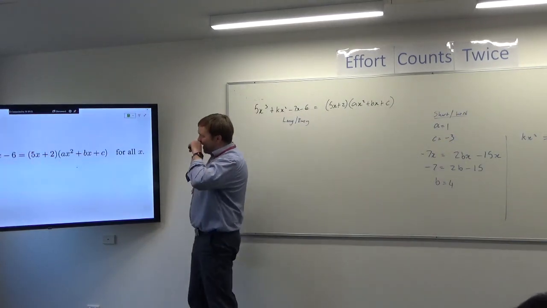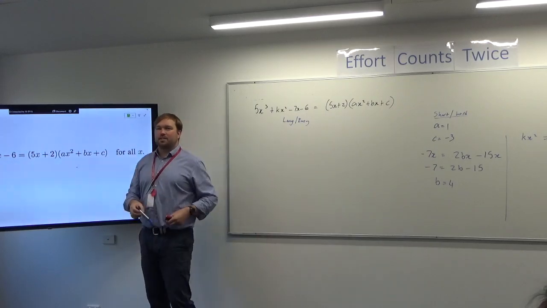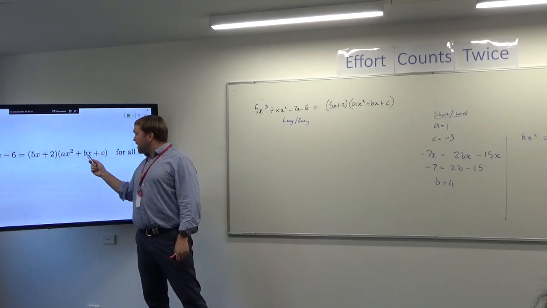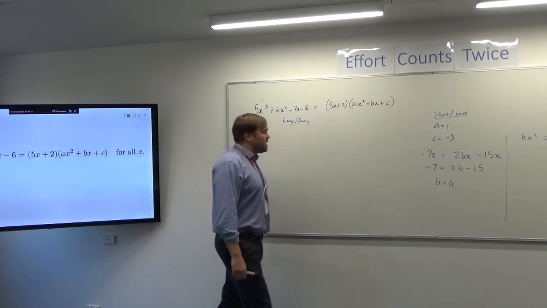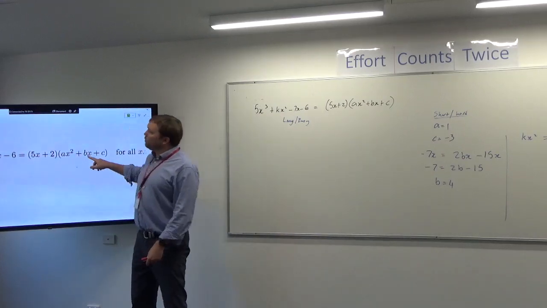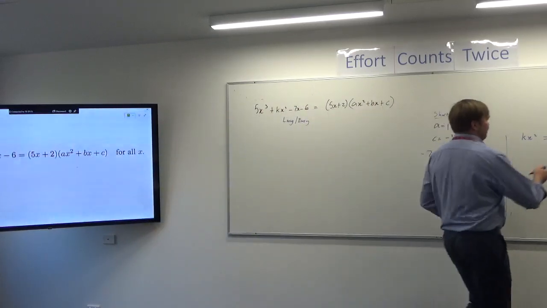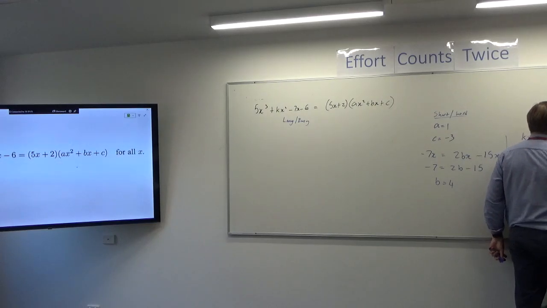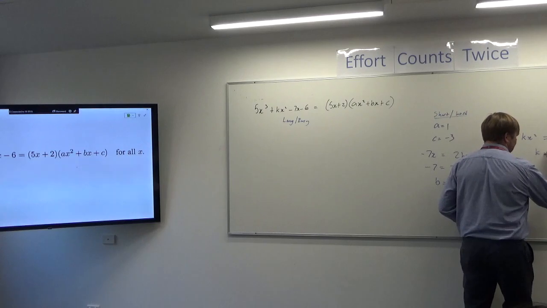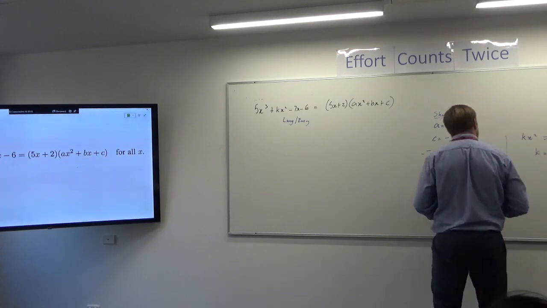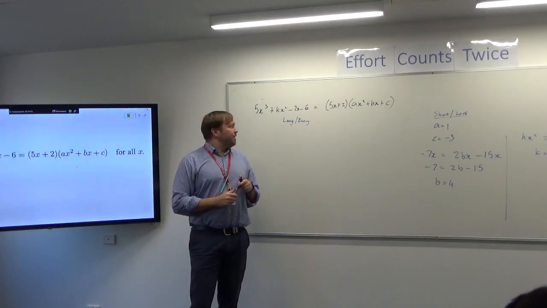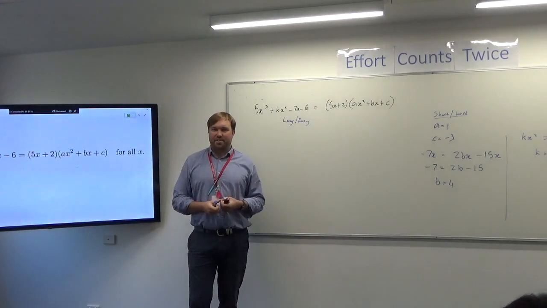How else do I get an x squared out of the expansion? I was going to epically FOIL it. 5bx squared. Good. It'll be 5bx squared, and we know b is 4. So 5 times 4 will give me 20x squared. So therefore, what is k? 22. Lovely. 22. And that's the answer.